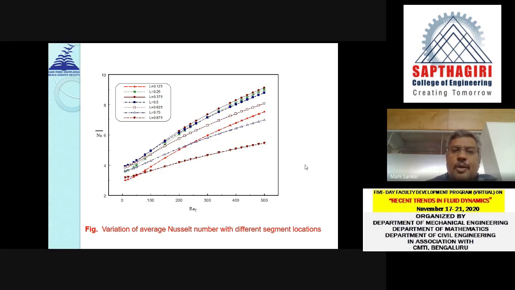And this is a quantitative measure of the heat transport. We considered around 7 locations in total. Out of that, we found that the location closer to the middle wall, just below the middle of the inner wall, gives the higher heat transfer rate.